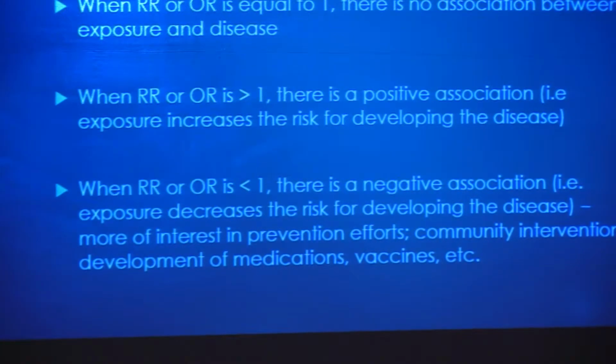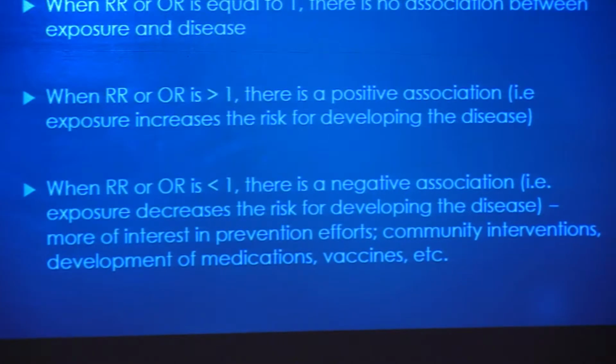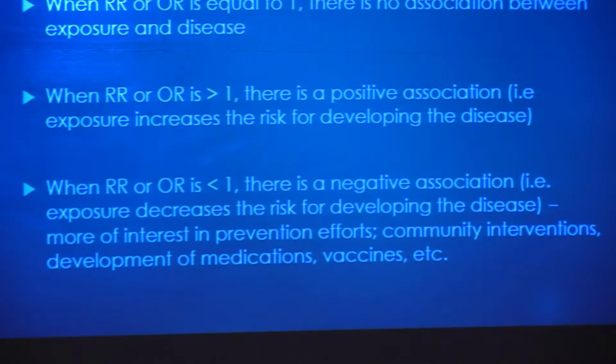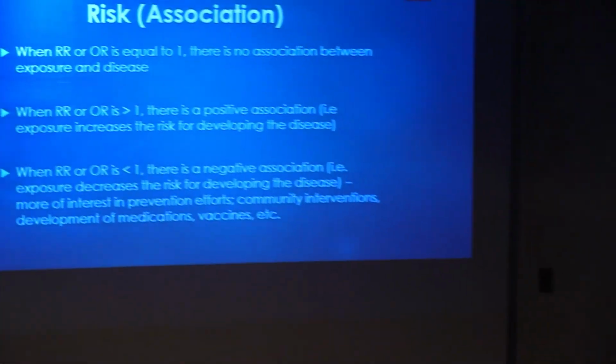When the risk ratio, the odds ratio is less than 1, i.e. it's between 0 and 1, then the risk for developing the disease will be reduced. And this is more of interest in prevention efforts, community interventions, development of medications, vaccines, and that kind of stuff, right? That's usually when you would hope that your risk ratio and the odds ratio is less than 1, in order to prove that your new vaccine is effective in fighting the diseases and that kind of stuff.